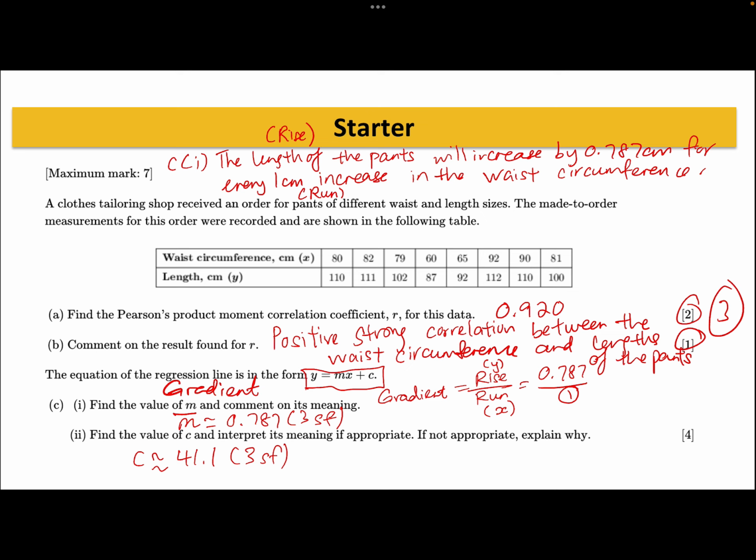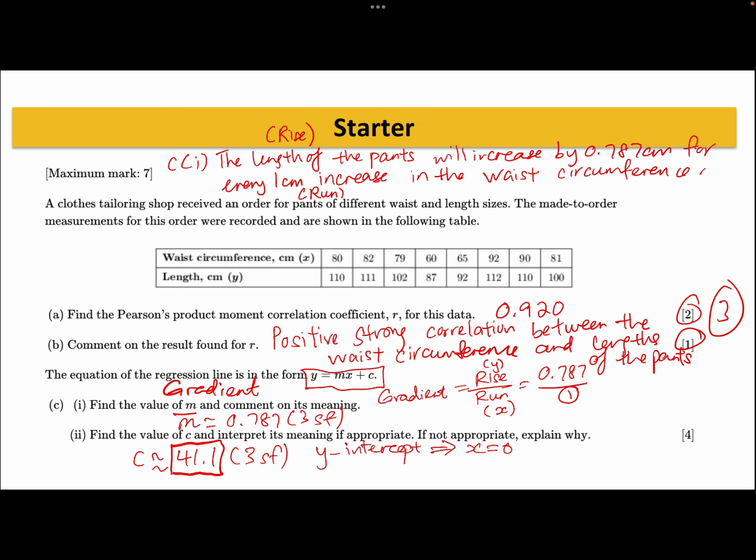Now let's look at C part 2. Let's look at what 41.1 actually stands for. We do know that this is the y-intercept, okay? To find the y-intercept, it basically implies that the x has to be 0. That works for all straight line graphs.